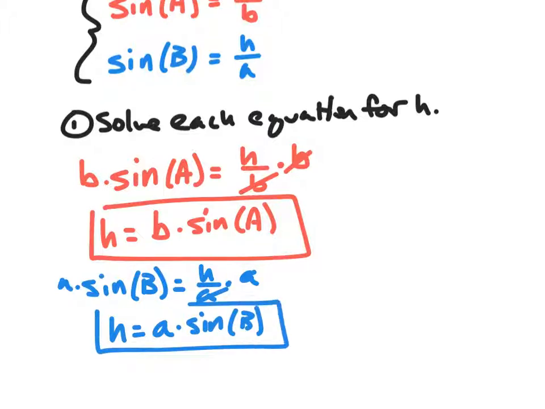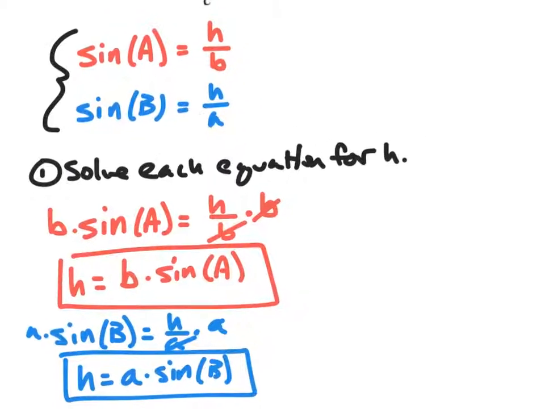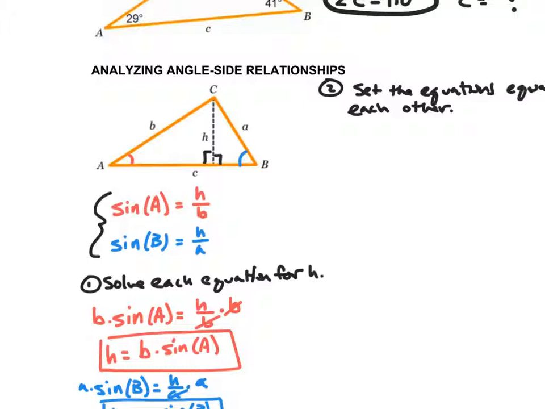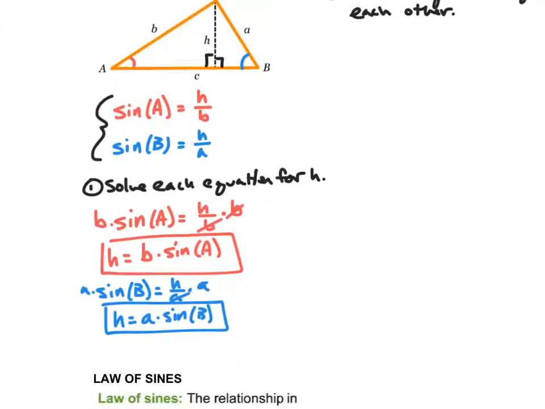Okay, so I have that. Now the next thing I want to do, now that I've solved for h in both, is set the equations equal to each other. What I'm doing is substitution from here, okay? I have a system of equations.